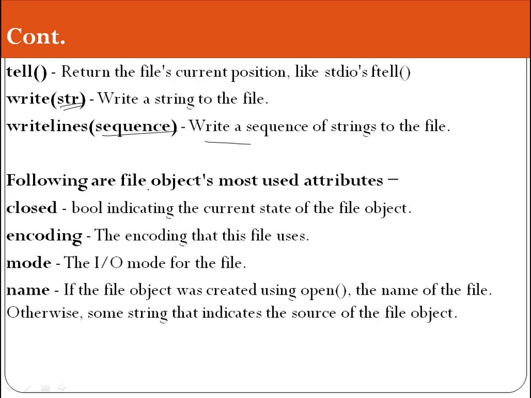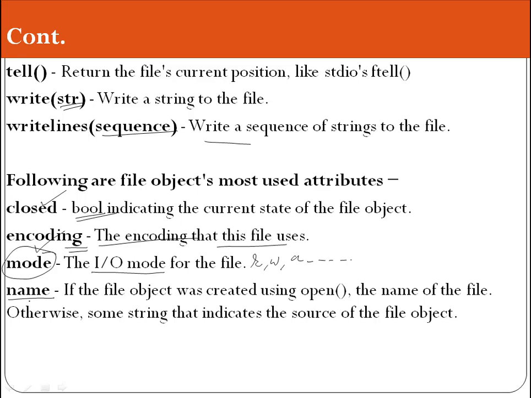Then we have file objects' most used attributes. First is closed. We want to check whether the file is closed or open. So if we use the name of the file dot closed, it will return you true or false. You want to know about the encoding of the file, you can use dot encoding, so it will return the encoding that the file uses. In which mode the file has been opened, you will be using mode. So file.mode will return you the mode, that is read, write, append, and so on.